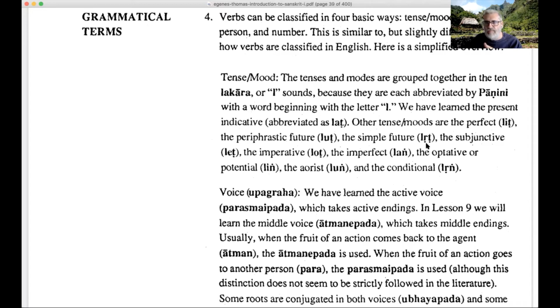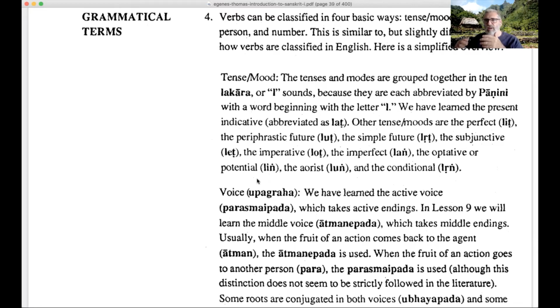The simple future, right? Subjunctive, don't get into that. So simple future is lrt. Periphrastic future is lut. Let is a subjunctive, which we probably won't touch on in basic Sanskrit, but it's another tense, okay? Or it can be called a mood. Imperative means we want something to happen, right? So lot. The imperfect is also a type of past tense called lan, right? The optative or potential, which is called lin, right? So there's two types of lin in Sanskrit. There's what we call vidhilin and ashirlin.